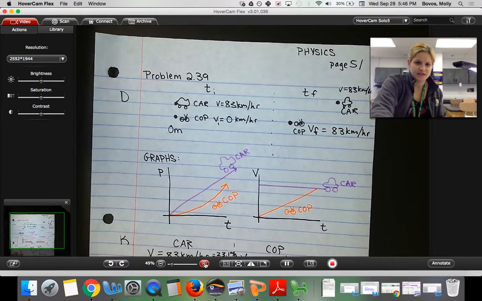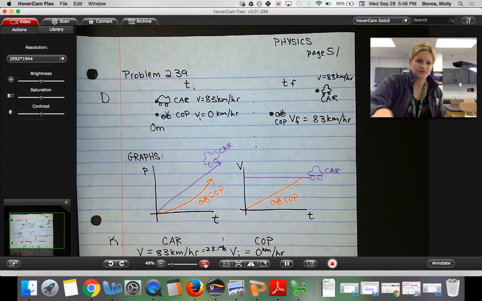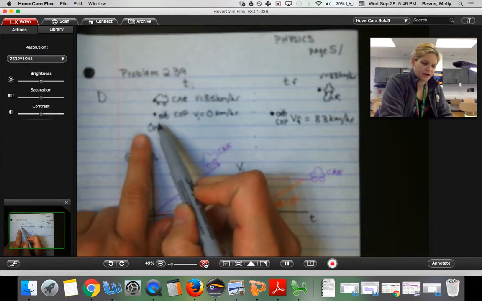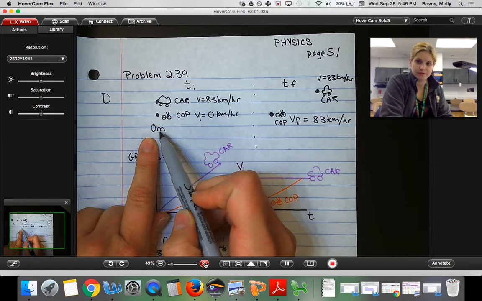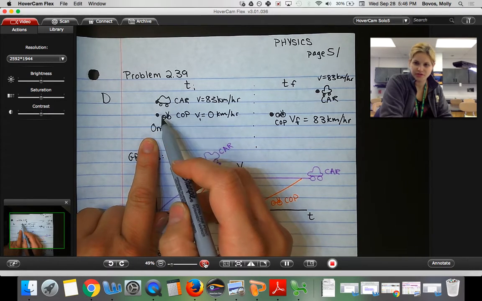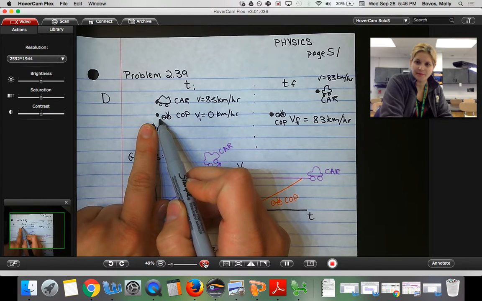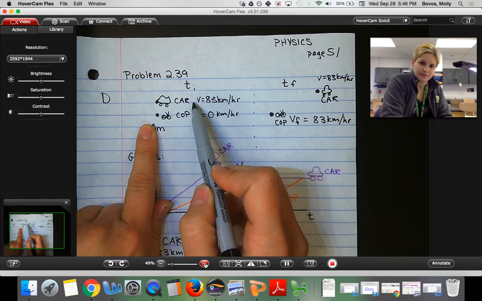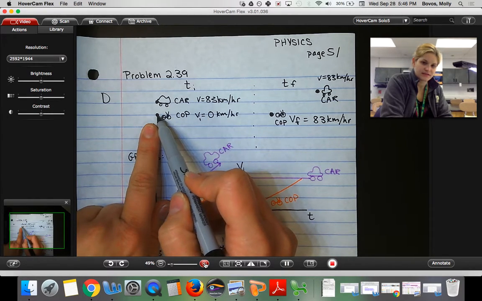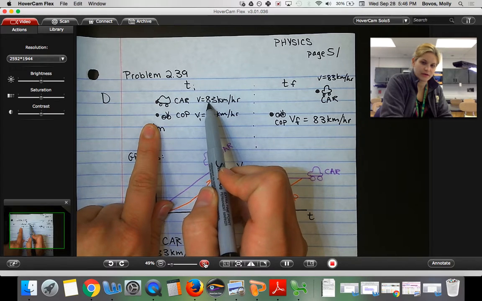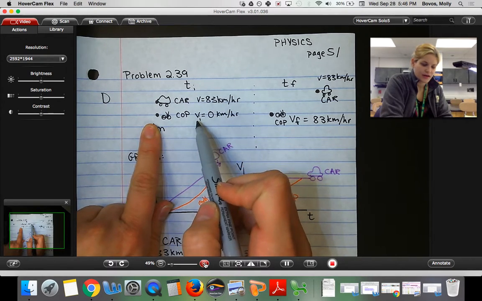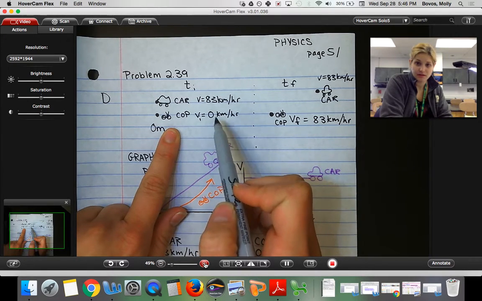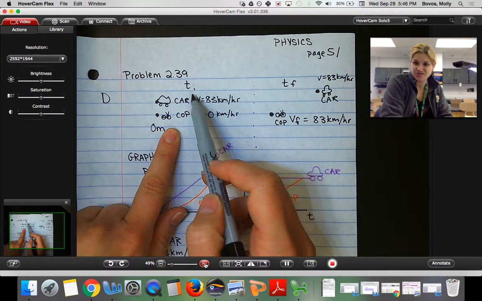First, I made a diagram to show, early on, let's say at 0 meters, at some initial origin, here's where the cup has been sitting. That's my bike cop. And then the car comes by, and when the car crosses the 0 meter mark, it's already going 83 kilometers per hour. And at this point, the cop is going 0 kilometers per hour. It's stopped. And I'm considering this my initial time, basically.